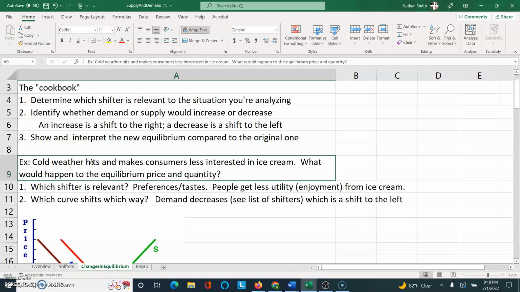Let's work through a couple of examples. Let's suppose cold weather hits and makes consumers less interested in ice cream. So ice cream is the market and cold weather is the circumstance or the situation, and we want to ask what happens to equilibrium. Literally just go through the cookbook. Step one is to ask which shifter is relevant. It tells you consumers are less interested in ice cream. That's basically lingo for they don't like it as much. It gives us less utility, less satisfaction, less enjoyment. So that's a preferences change.